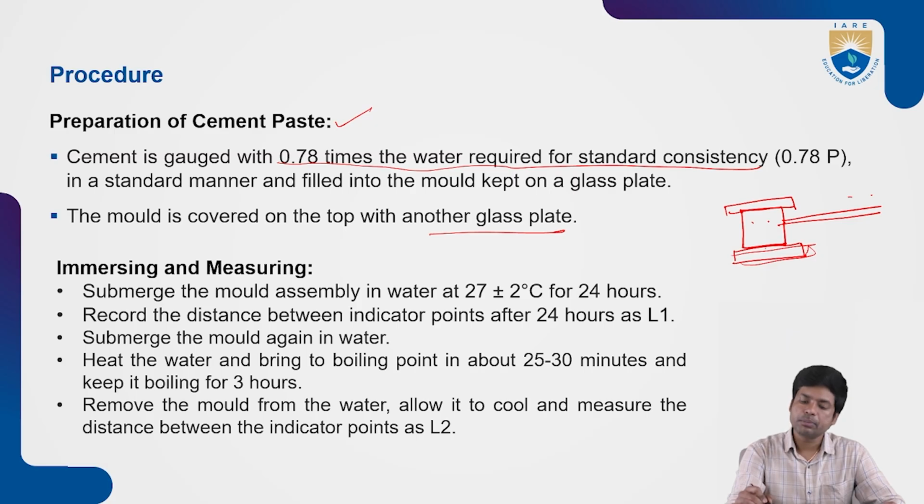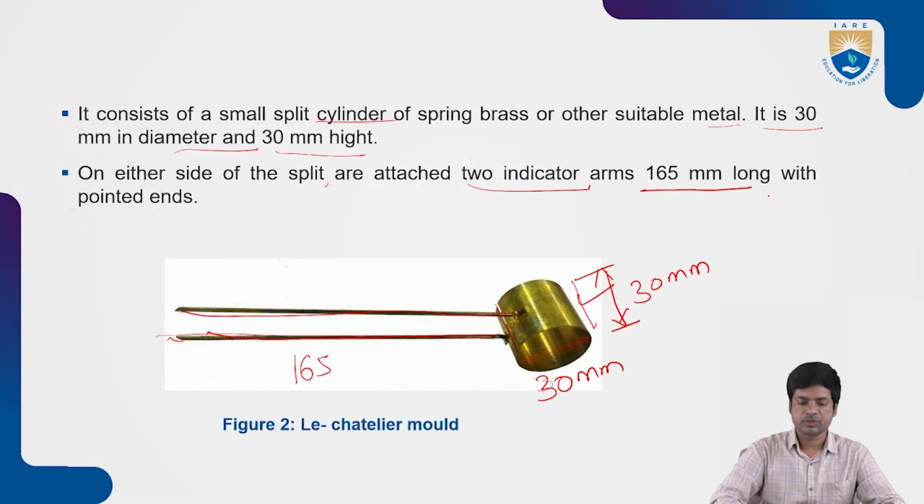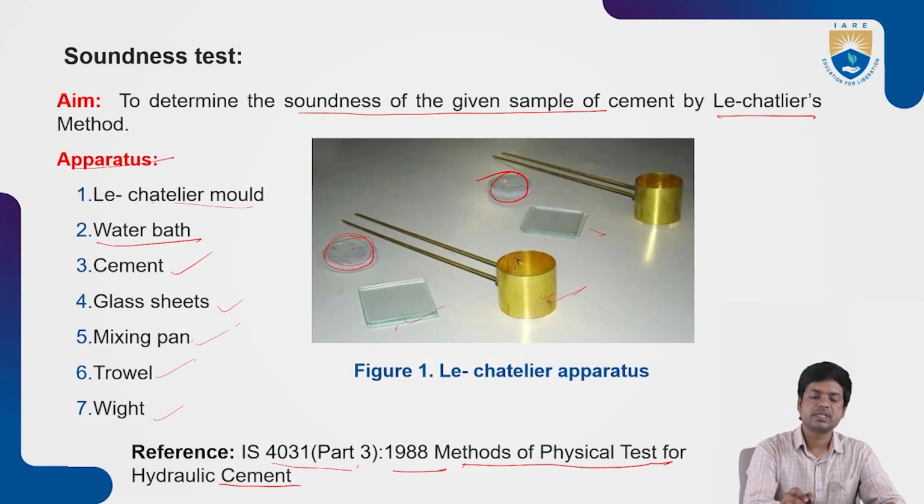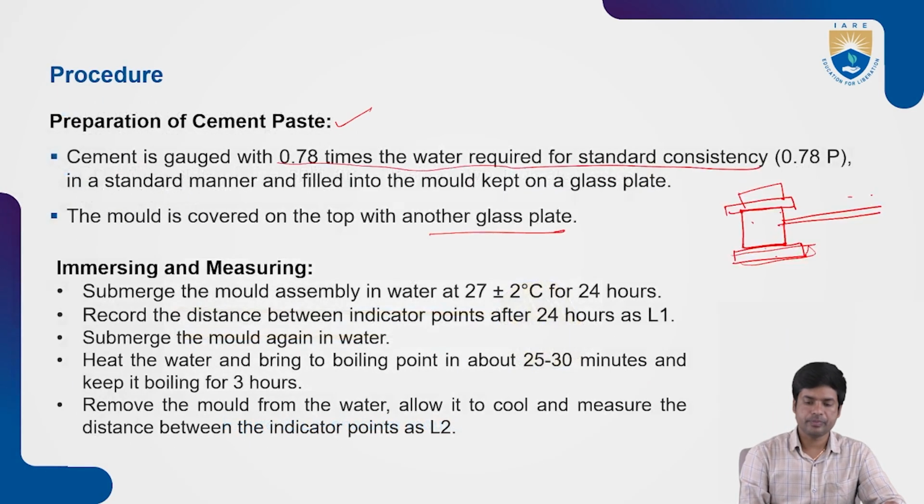After placing the Le Chatelier mould on the glass plate, with the top of the mould also covered with another glass plate, you then place the weights, as we have seen in the earlier picture. These two weights are placed on the glass plate. Now, after preparing the setup of the Le Chatelier mould, take this mould.